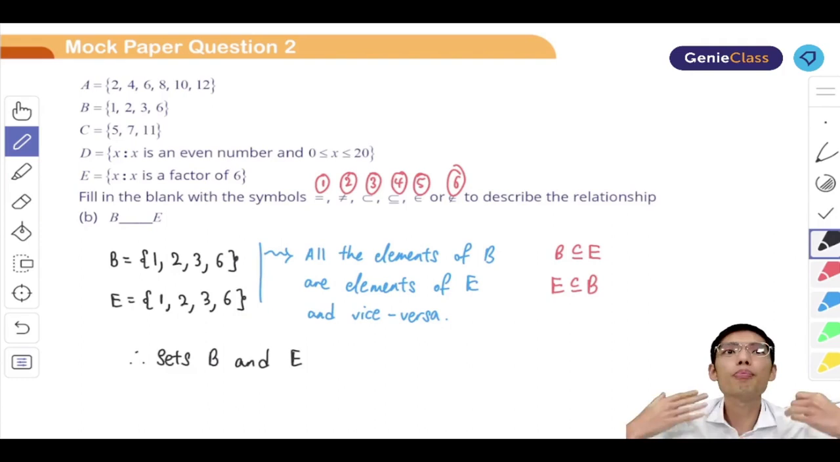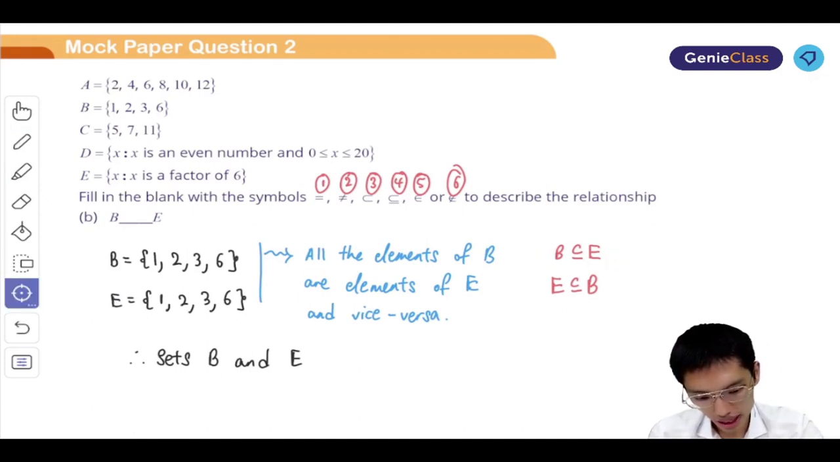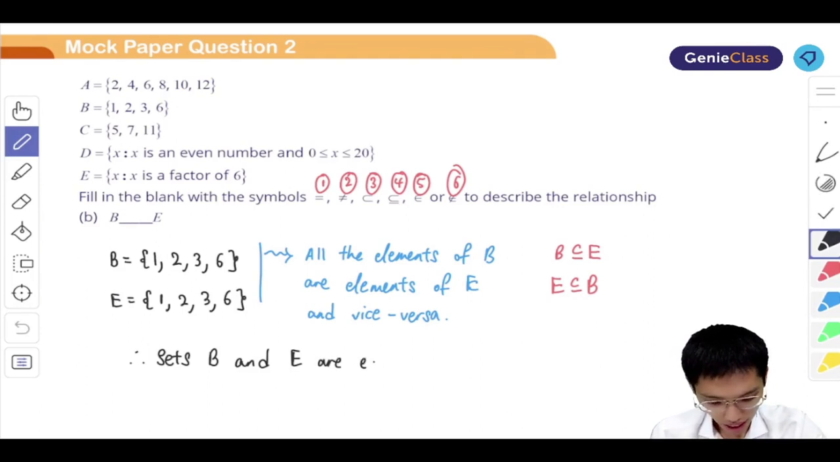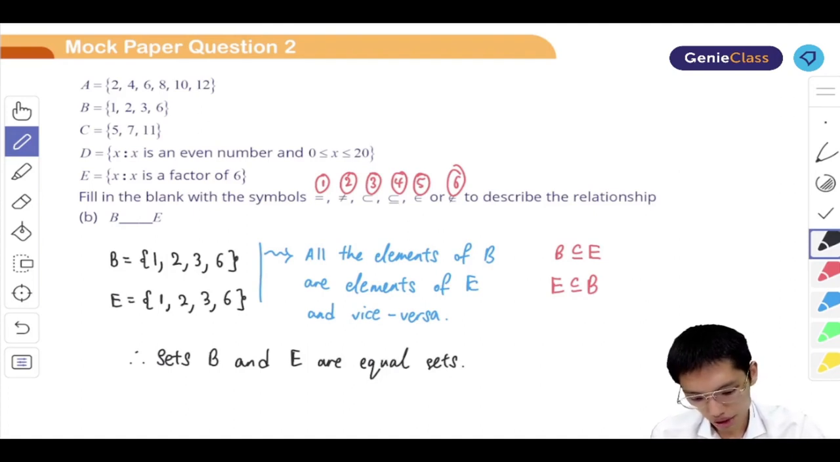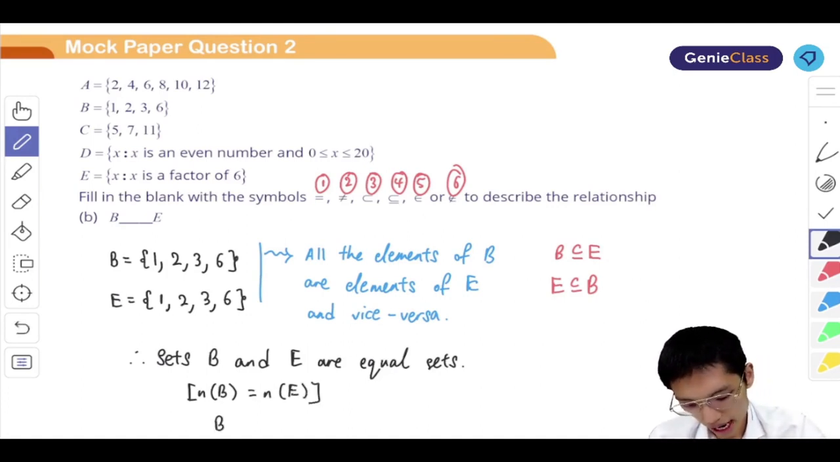So to talk about, in this case, proper subsets, the number of elements have to be different. But in this case, they contain the same number of elements. So therefore, we can say that they are subsets, not proper subsets. Proper subsets, the elements have to be different. But in this case, they are equal sets as the number of elements are the same. Okay, because, let's still have the reasoning, the number of elements in B is equal to the number of elements in E. So therefore, the sets are the same.